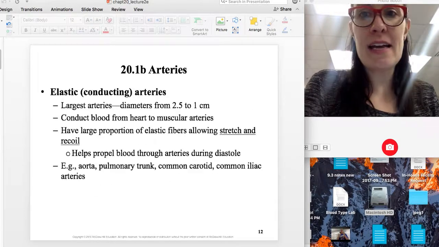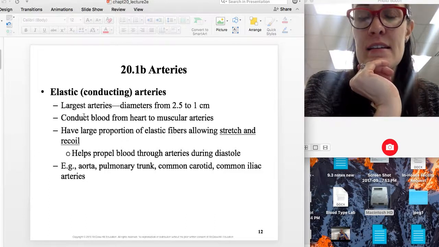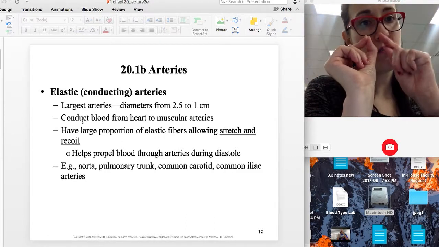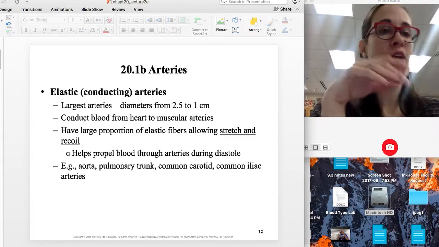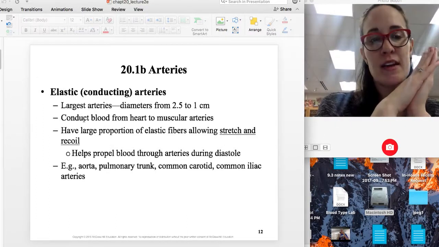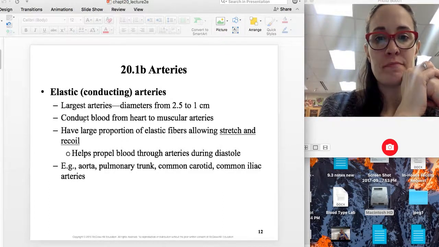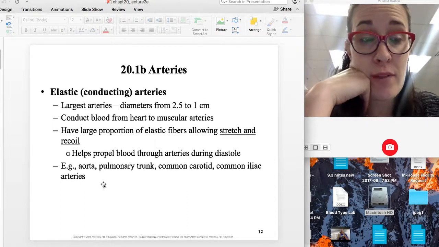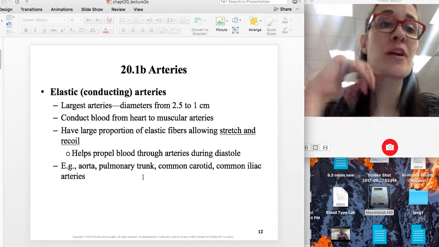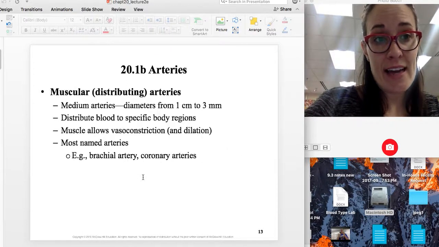So first, elastic arteries, called conducting arteries, are the closest to the heart. They connect the heart to other arteries. A lot of elastic fibers allow them to stretch and recoil because they're going to have blood with the largest blood pressure within them. So these are arteries like your aorta, the pulmonary trunk, the common carotid that goes up to the head, and then your iliac arteries.